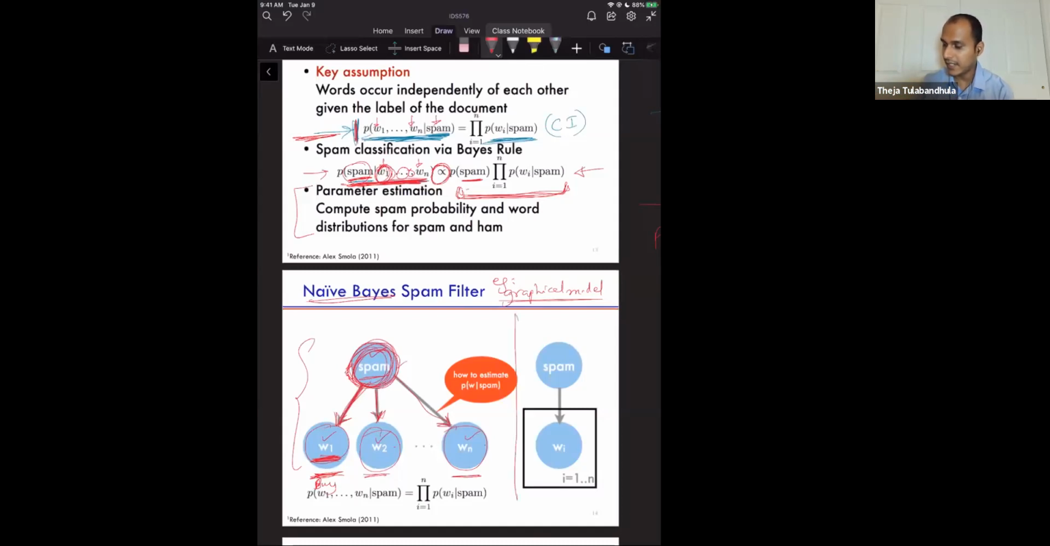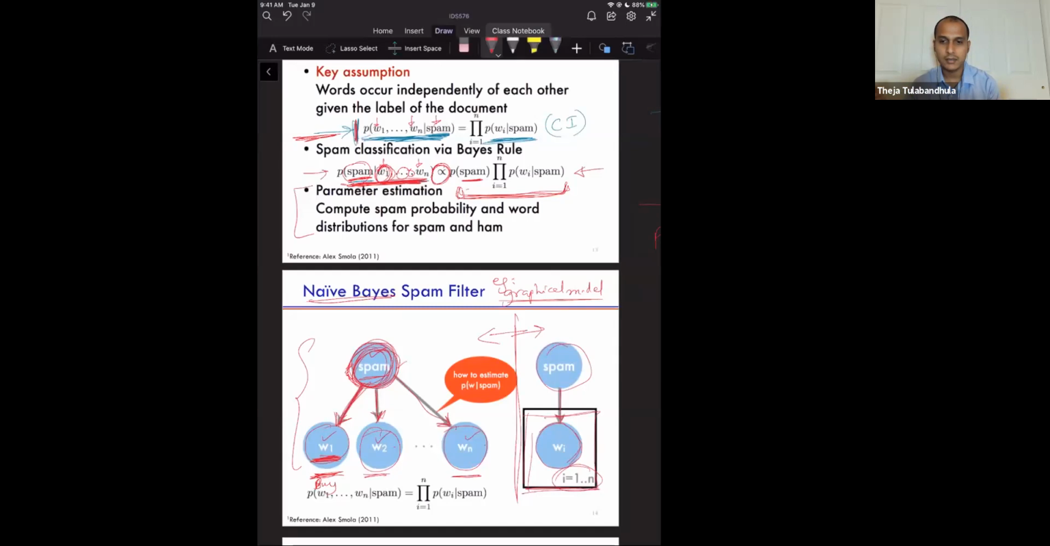And on the right-hand side is a more compact way to show the same graph. Instead of copying the second node again and again, they put a box and say that the variable repeats n times, and the generic variable there is Wi. So the left and right side are the same thing. It's just a graphical representation of a joint distribution. And Naive Bayes is an example of a model which is a generative model.